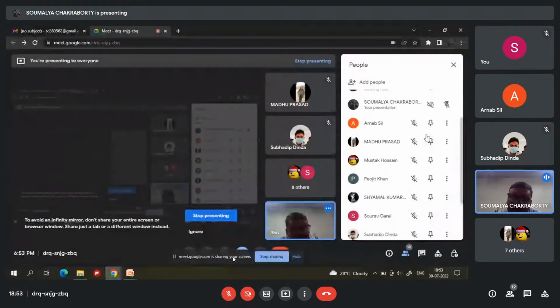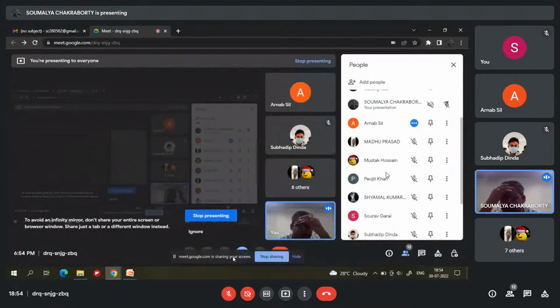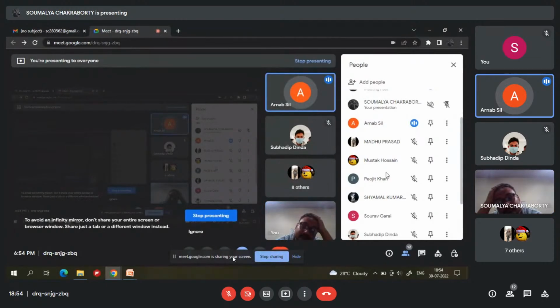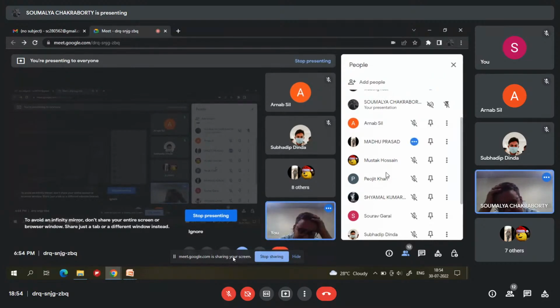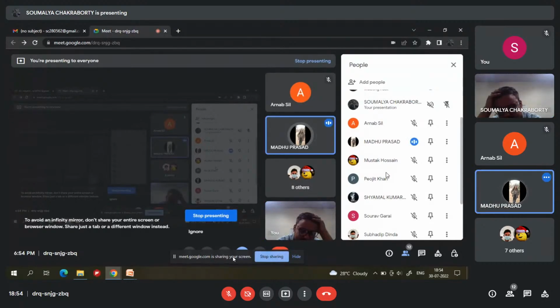Yes, sir. So what is the difference between solubility and dissolution? Sir, the solubility is the maximum amount of solute particles which dissolve in the solvent. So, and what is dissolution? What is the difference? Okay, sir. Madhu, yes, sir. What is the difference? Sir, the difference is we know the bulk transfer.